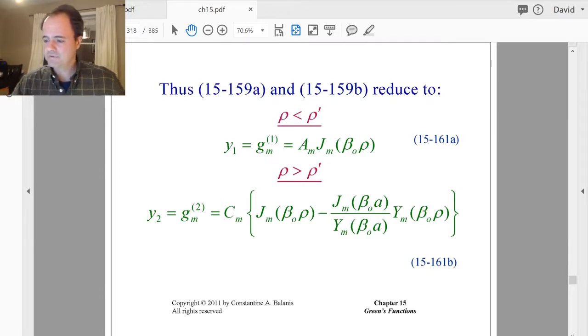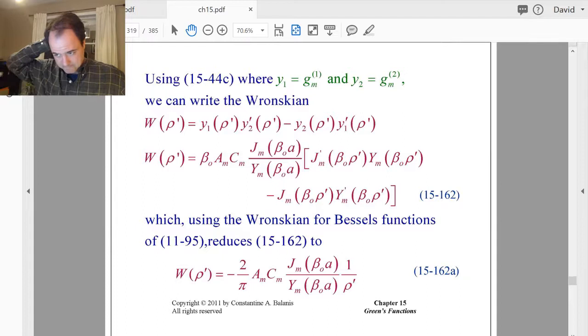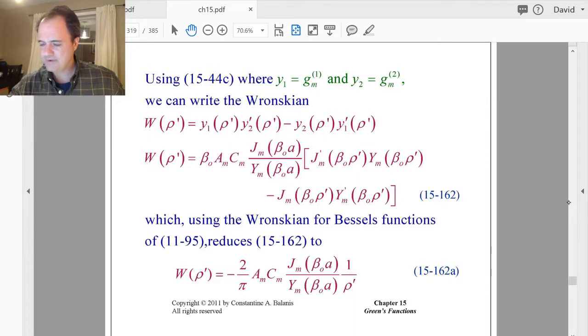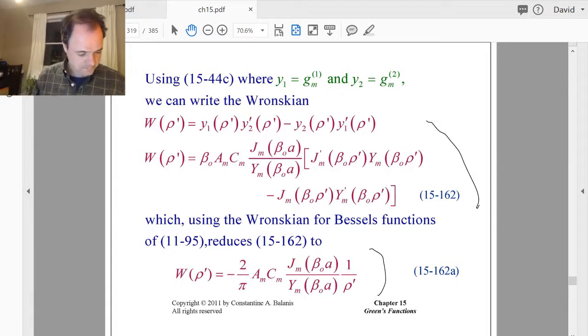Thus we reduce this down to this right here. For rho less than rho prime, we have this solution. For rho greater than rho prime, it's equal to that solution. We need to find the Wronskian in the closed form recipe, and so we do that. We find the Wronskian. The Wronskian, after we use some identities of Bessel functions, reduces down to this form here.